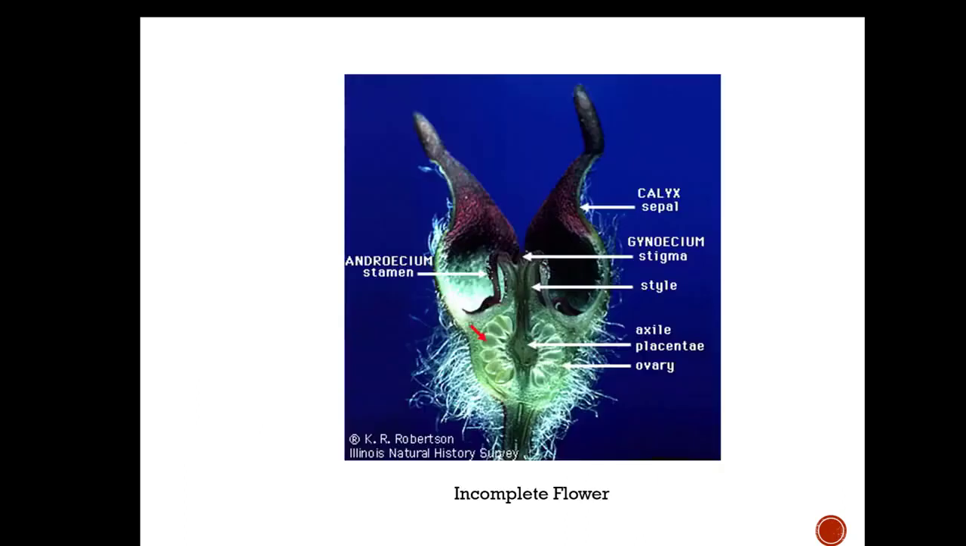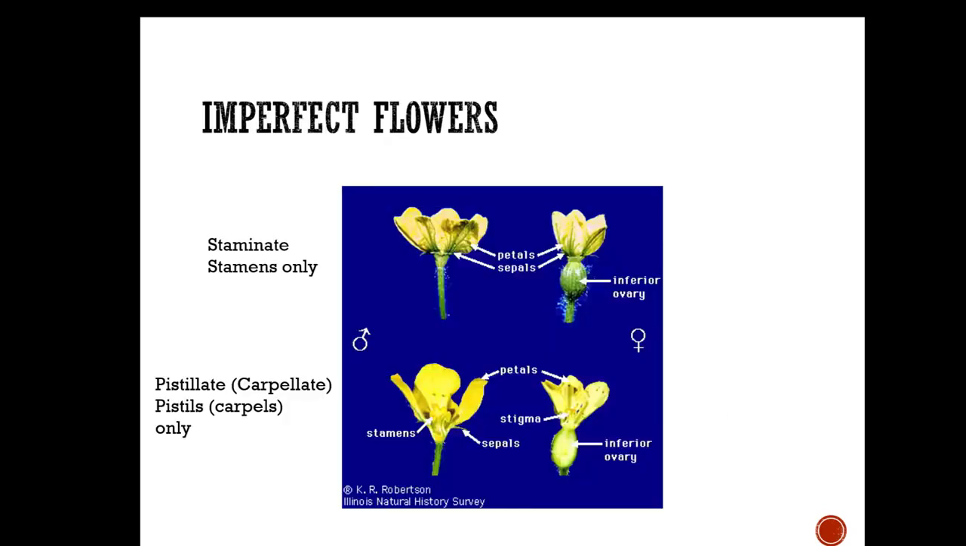Okay, here's an incomplete flower. You've got everything but the petals. Imperfect flowers, the top one is staminate only, so it only has stamens, and pistillate or carpellate only have pistils or carpels.